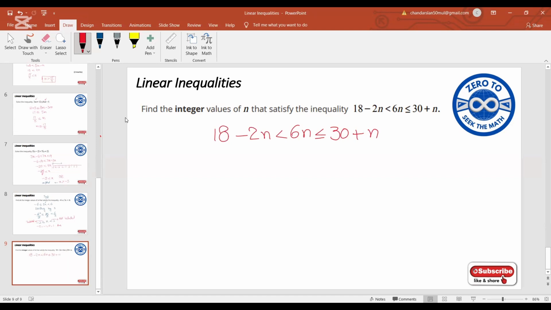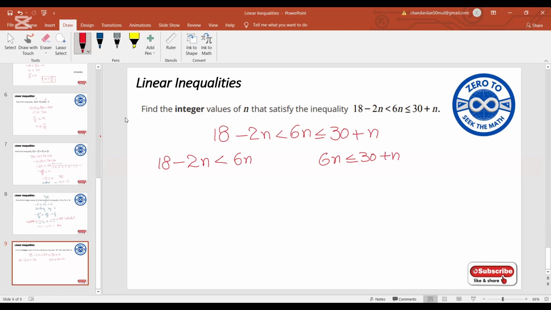Okay, so now what we need to do is simplify the n. But in this, n is included on both sides. Now I have to break it. How? I can do it this way: 18 minus 2n is less than 6n, and after that 6n is less than or equal to 30 plus n. And if you understand this well, you can solve the previous question through this too.